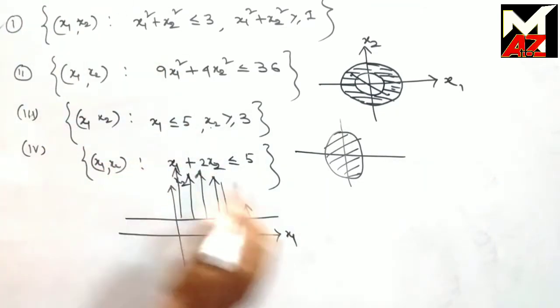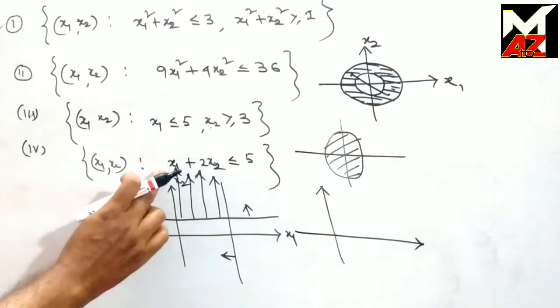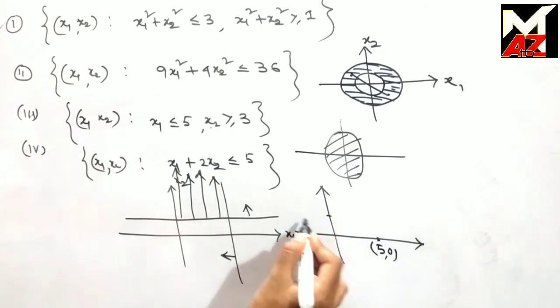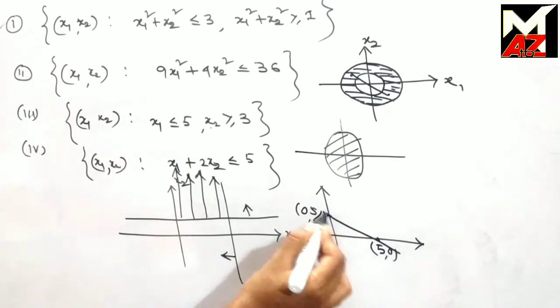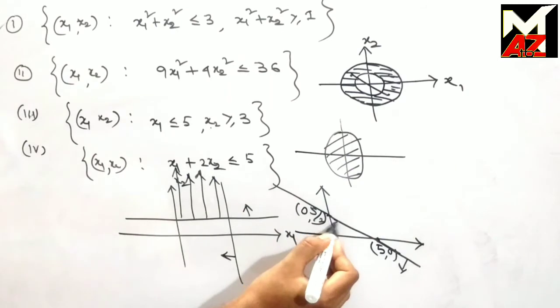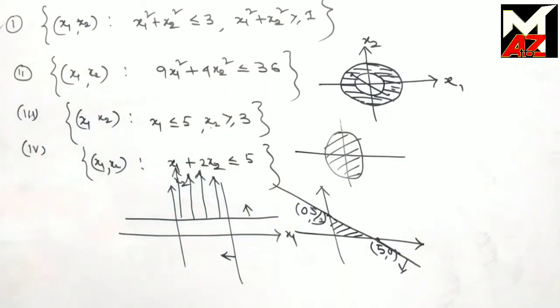And the last set is as here, this is a straight line with (5, 0) and (0, 5/2), and the region is along the origin. So this is the region. So it is also a convex set. So here the only set which is not convex is the first.